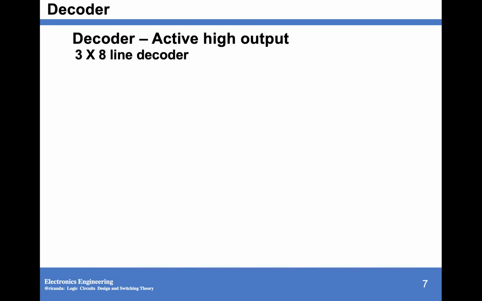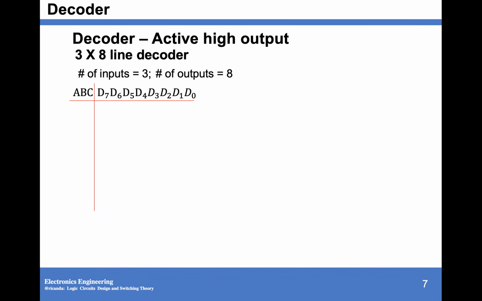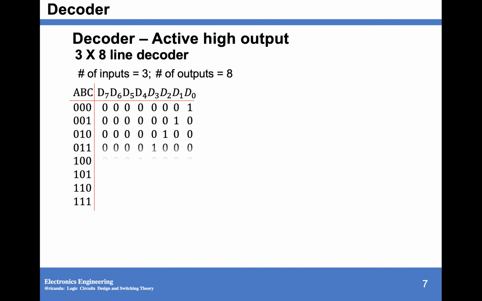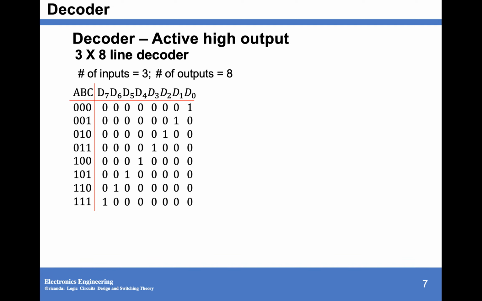Then for a 3 by 8 line decoder, input is 3, output is 8. So input is ABC, your output is from D0 to D7. If this is your input combination, this will be our output. If we have 0, 0, 0, only D0 is 1. If we have 0, 0, 1, only D1 is 1. If we have 0, 1, 0, only D2 is 1. If we have 0, 1, 1, it is 3.